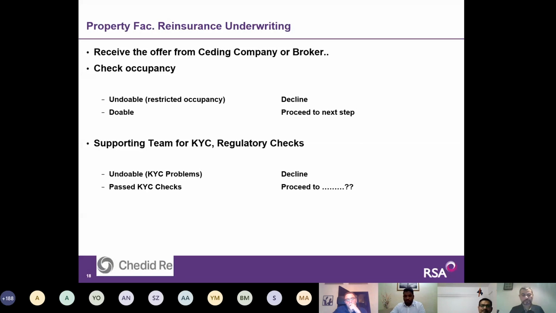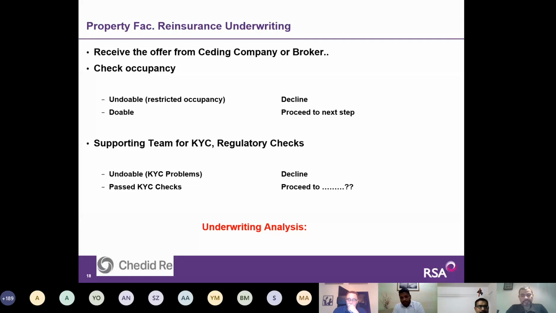We come back to the broker, we come back to the cedent: thank you very much, we cannot work with this client. If our supporting team comes back to us, Mohammed, it's clear, then we move to the next step. I send all the details to our supporting team, they take whatever they want, they come back to me. Clear, we move to the next step. What's the next step? Underwriting analysis. We do our underwriting analysis.